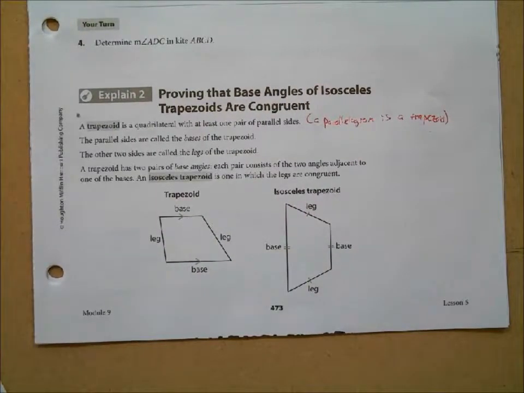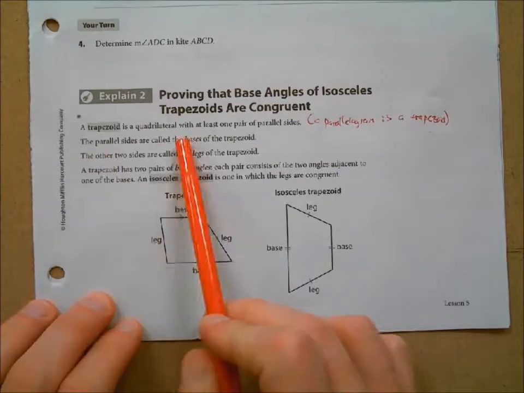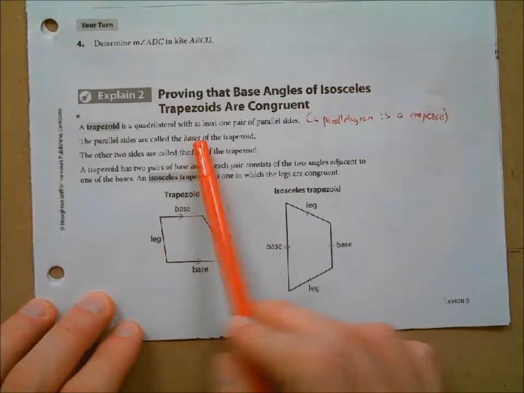Not everyone in the world defines trapezoid this way. Some people define a trapezoid as exactly one pair of parallel sides, and so in that case, a parallelogram would not be a trapezoid. But in this book, for our purposes, we're going to define a trapezoid to be at least one pair of parallel sides. So, the parallel sides are called the bases of the trapezoid, regardless of the orientation of the shape.